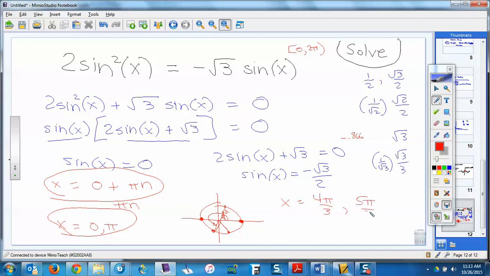So those would be the two if we're going to limit it. If we're not going to limit it, 4 pi thirds plus 2 pi n and 5 pi thirds plus 2 pi n, because it'll go around and around for multiple solutions. Every 2 pi it'll go around again. All right, so those are our solutions. If we're going to limit it 0 to 2 pi, then there would be those 4 things.